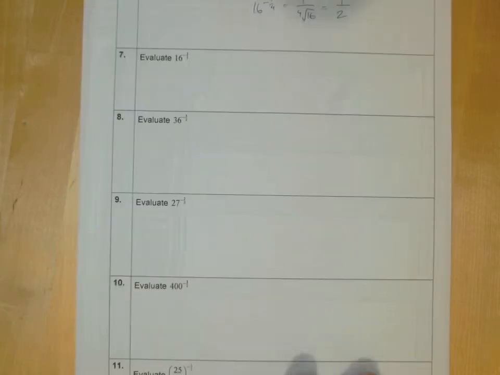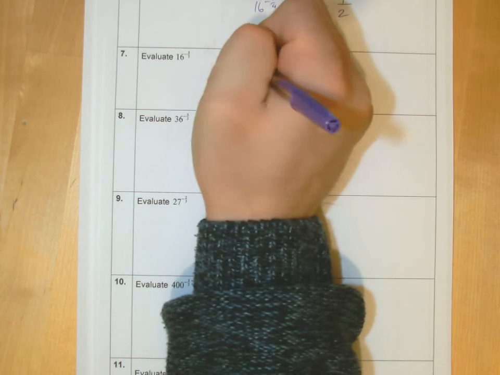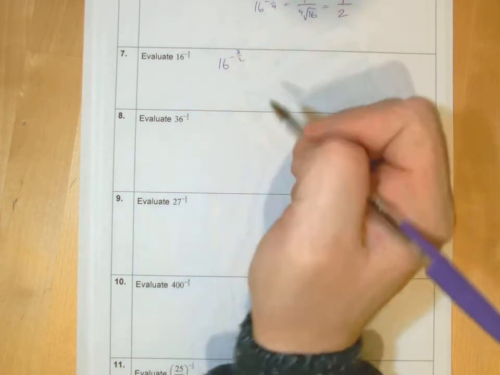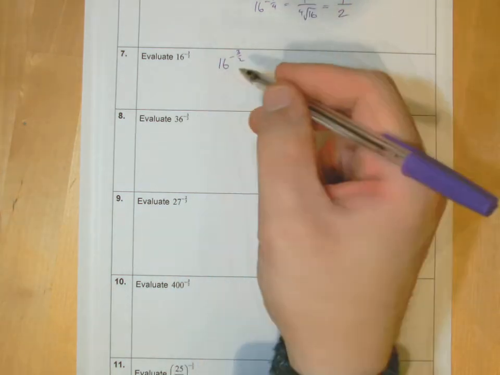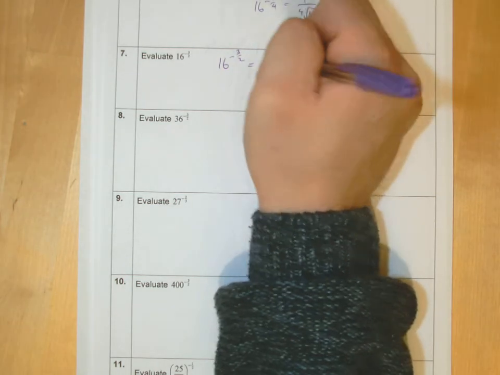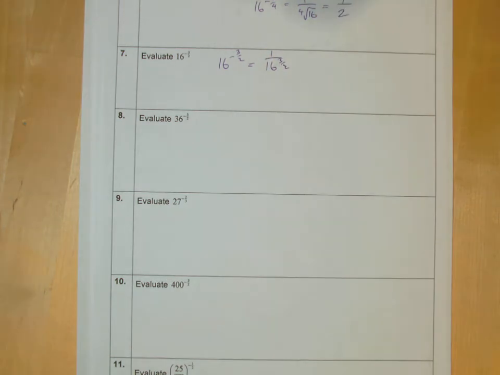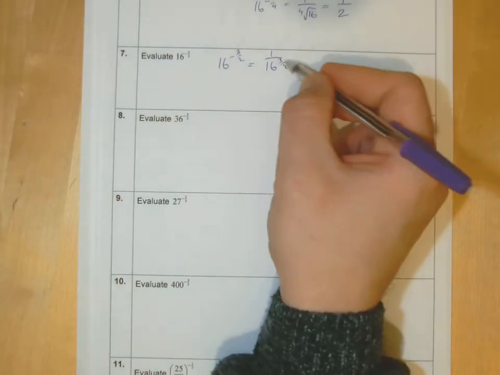Now it gets a bit more interesting when you've got a power like this, 16 to the minus 3 over 2. It's not 1 over 2 now, it's 3 over 2. You've got to be more careful this time around. First thing you do is, again, write the reciprocal of it, like that. So 1 over the positive power, 16 to the positive 3 over 2. Before you calculate this, you've got to do a few steps. You can't do it as it is, as 3 over 2.